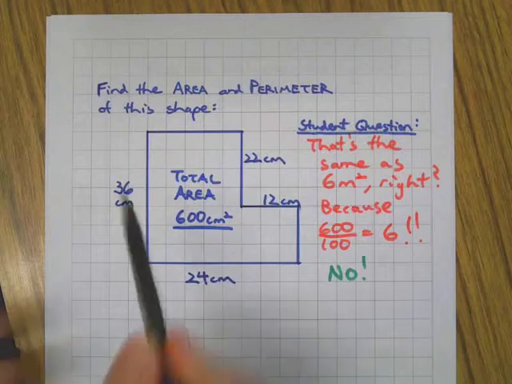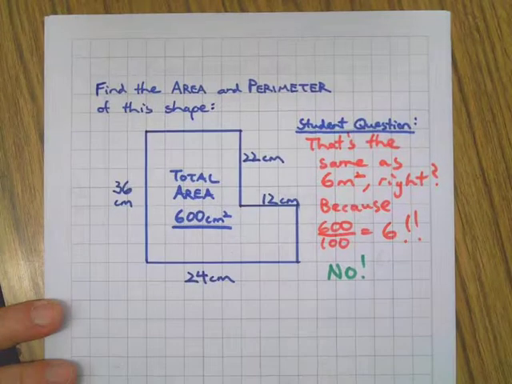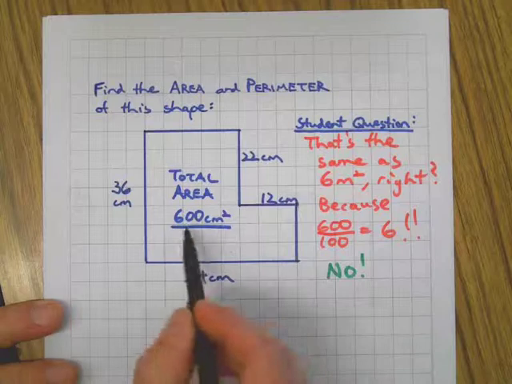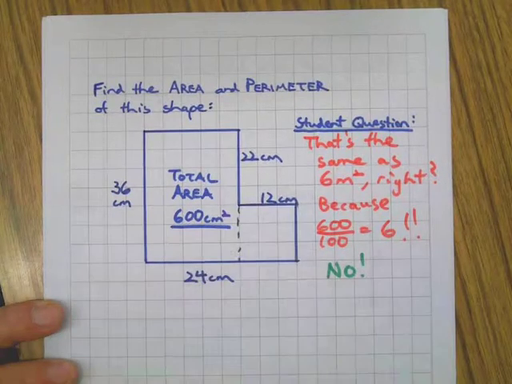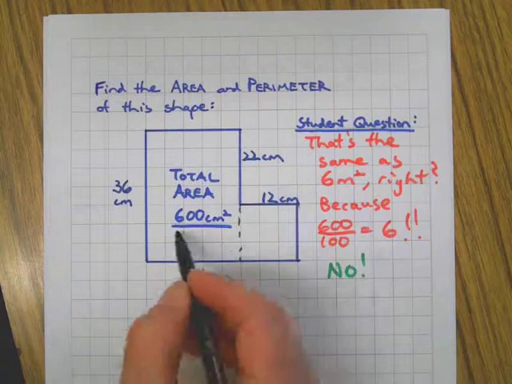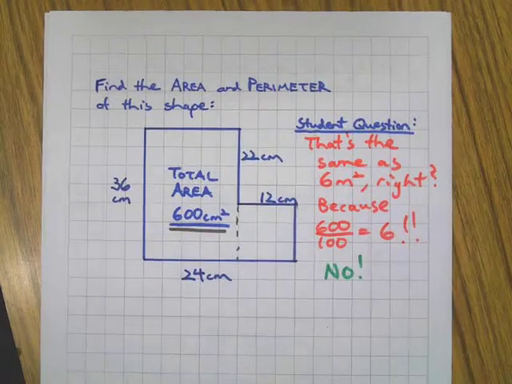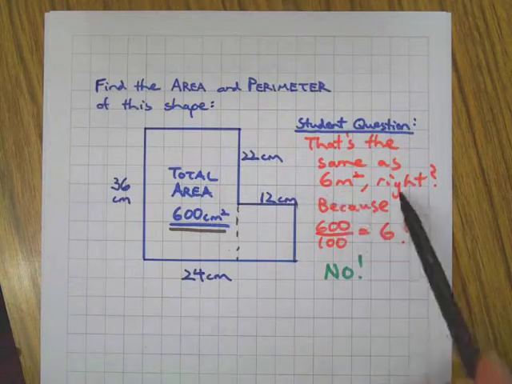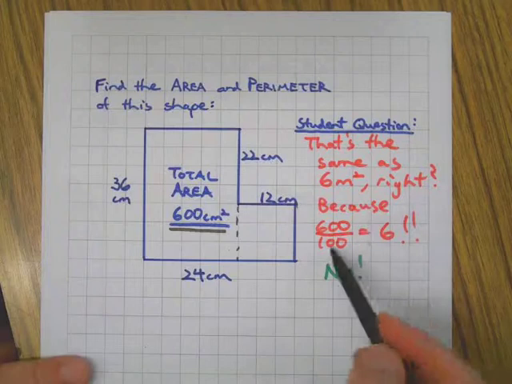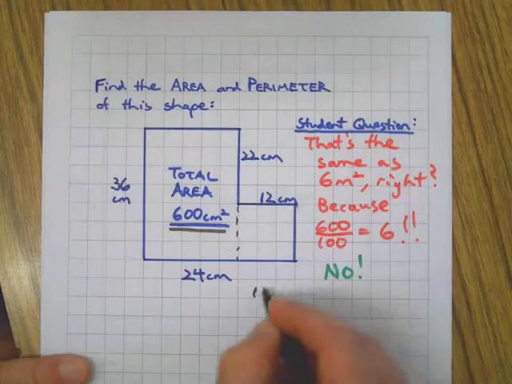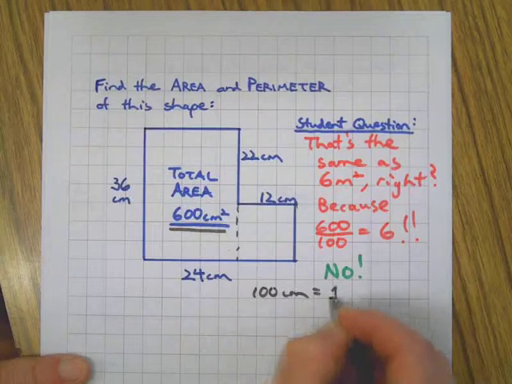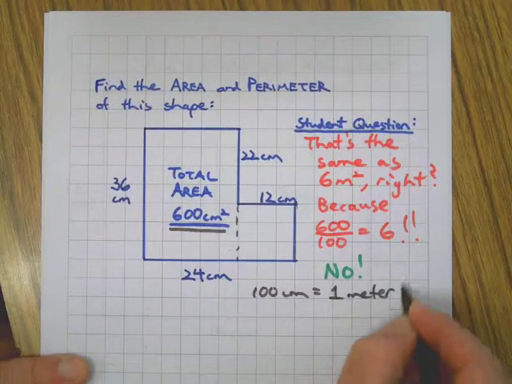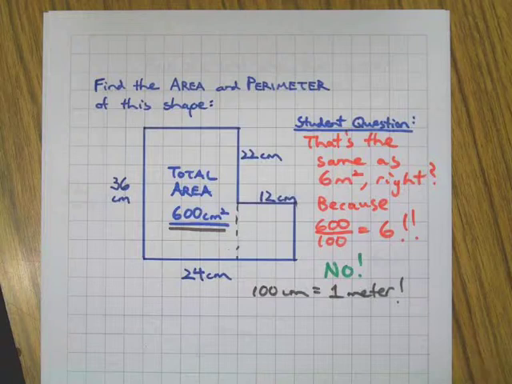So in class today, we had this irregular shape here, this kind of L-shaped thing. And we found the total area by breaking it up into smaller rectangles and all that. And we came up with the answer, which we all agreed upon, was 600 square centimeters, because we're finding area. And then I had a student come up to me and say, hey, that's the same as 6 square meters, right? Because 600 divided by 100 is 6, right? And there's 100 centimeters in 1 meter. So it makes sense, doesn't it?